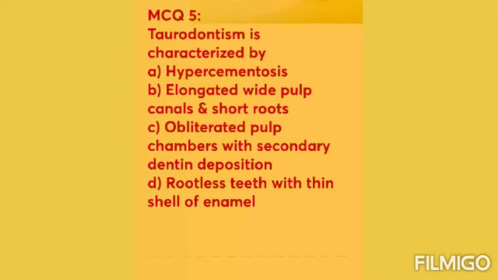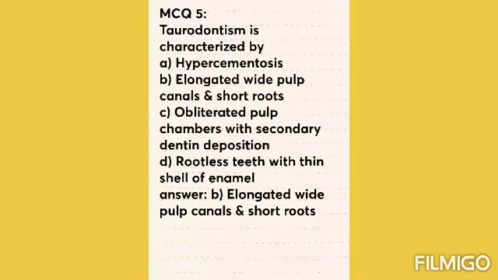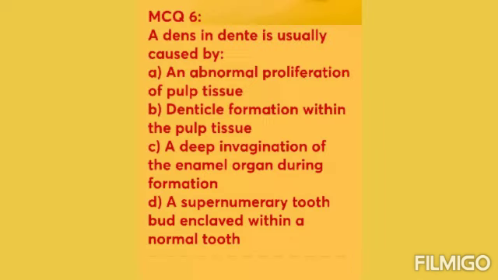The fifth question is, taurodontism is characterized by option A hypercementosis, option B elongated wide pulp canals and short roots, option C obliterated pulp chambers with secondary dentine deposition, option D rootless teeth with thin shell of enamel. So here the answer is option B. There are elongated wide pulp canals and short roots in taurodontism. So it is a rectangular shape like tooth.